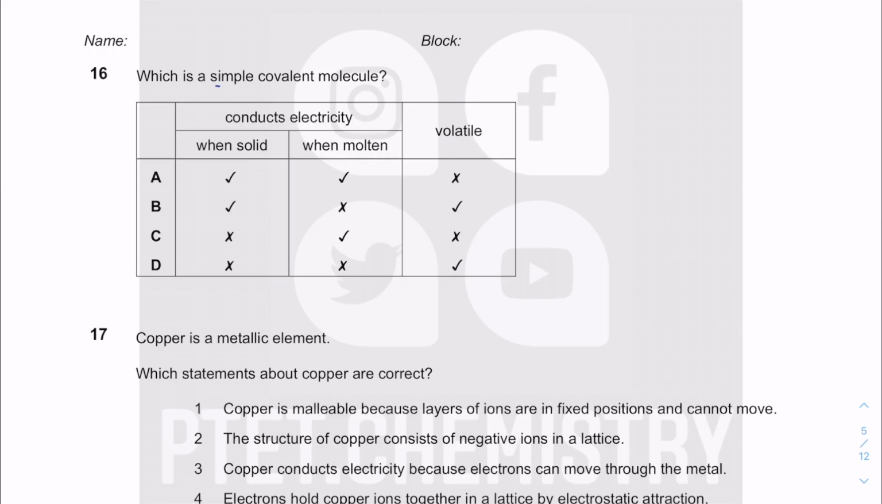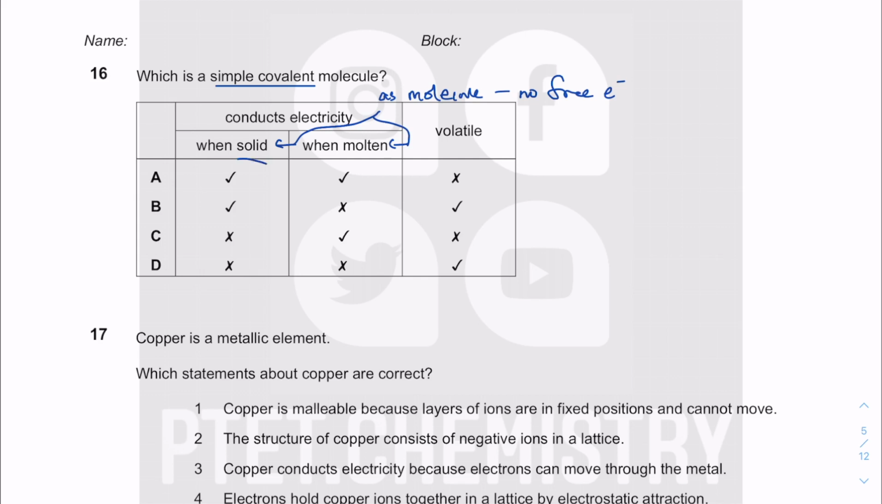Number 16, we're looking at the simple covalent molecules. So simple covalent molecules do not conduct electricity when solid or when molten because they exist as molecules. No free electrons or ions. In fact, no free electron is fine because we don't talk about ions to conduct electricity. No free electrons to conduct electricity, so that one there and that one there.